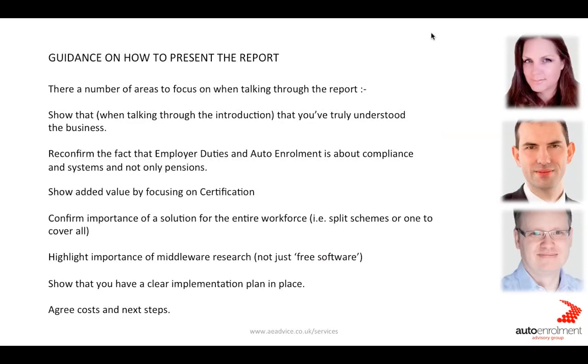And again, understand the business, reconfirm the fact that employer duties in auto enrolment is more about compliance systems than it is about pensions. And spend some time focusing on certification. If you don't know what certification is, you're allowed to pick the percentage that you put your scheme through on. So effectively, you can have 7, 8, or 9%, but the way that the salary and income that's taken into account is calculated is different at 7, 8, or 9%.